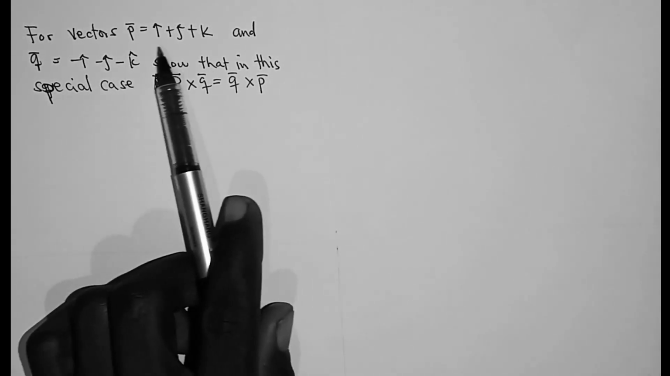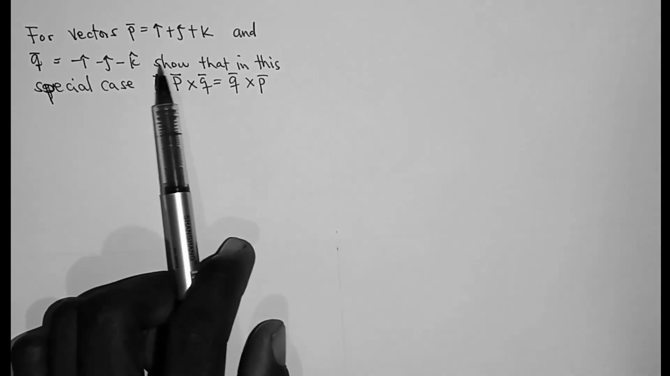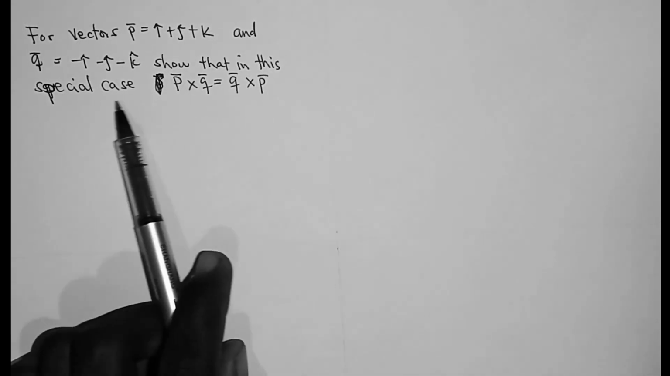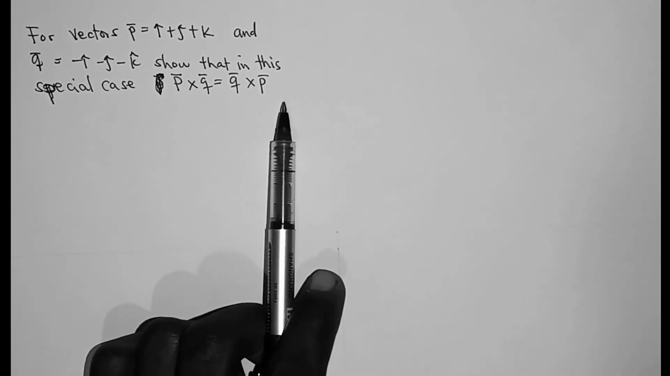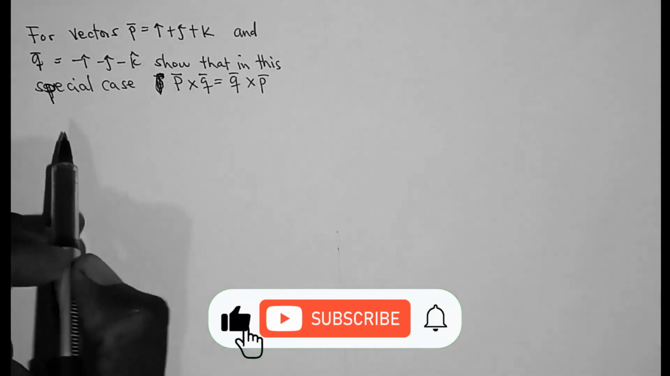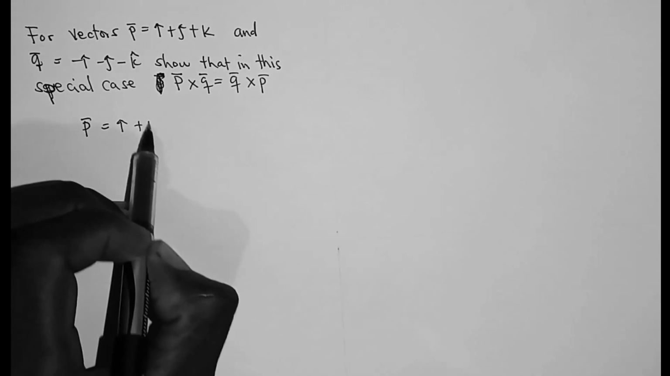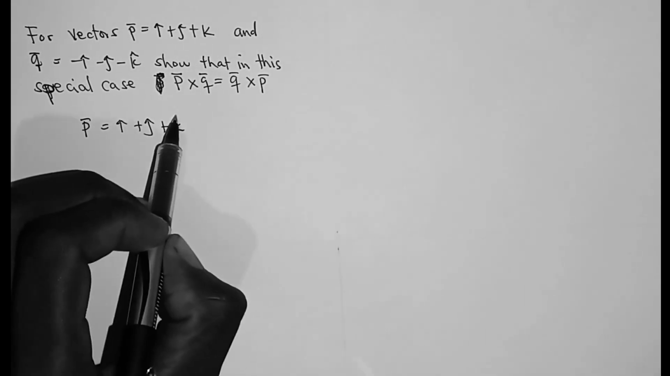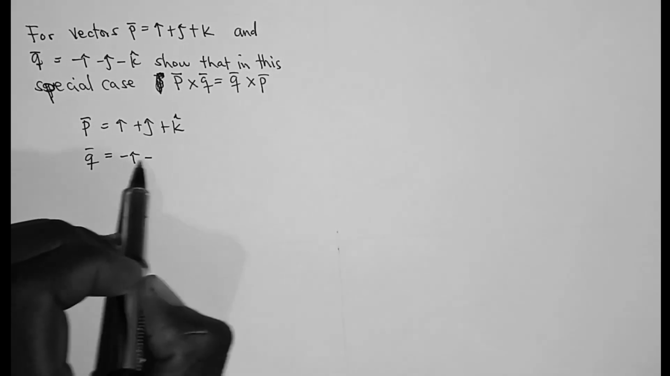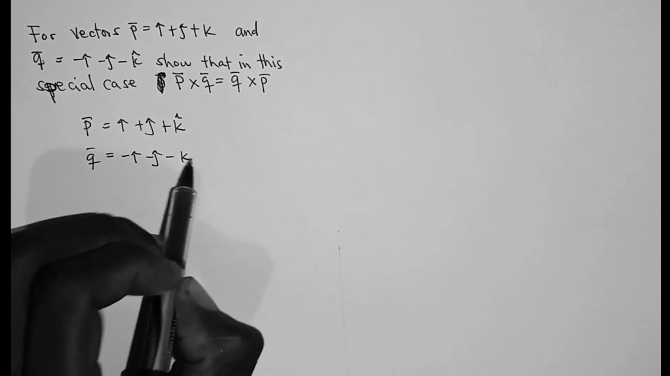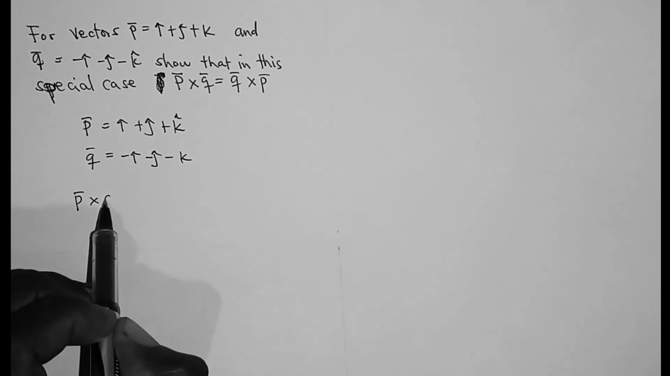For vector p equals i plus j plus k and vector q equals minus i minus j minus k, show that in this special case vector p cross q is equal to vector q cross vector p. So this is vector p, it is i plus j plus k, and vector q is minus i minus j minus k. So we need to find vector p cross vector q.